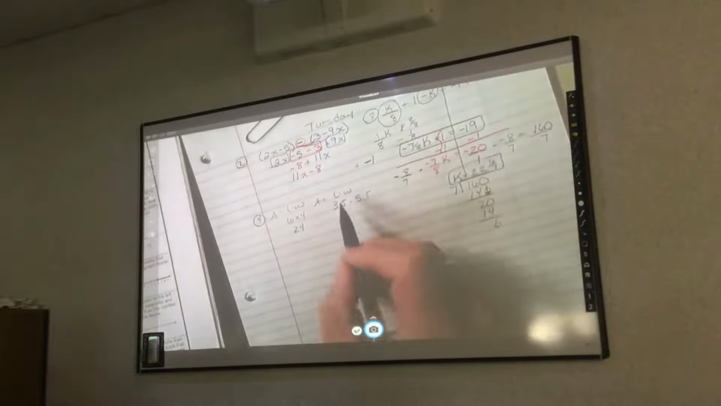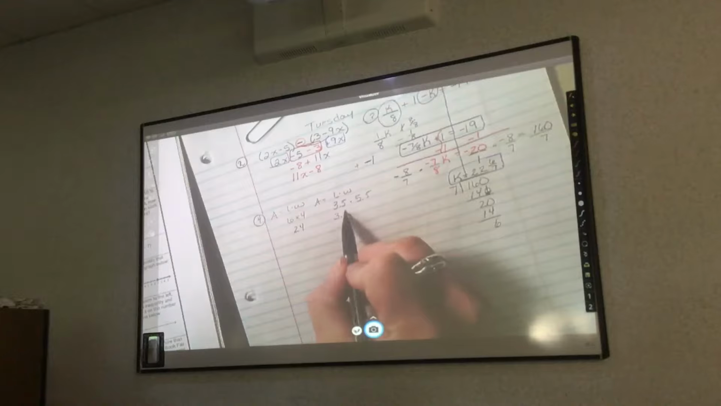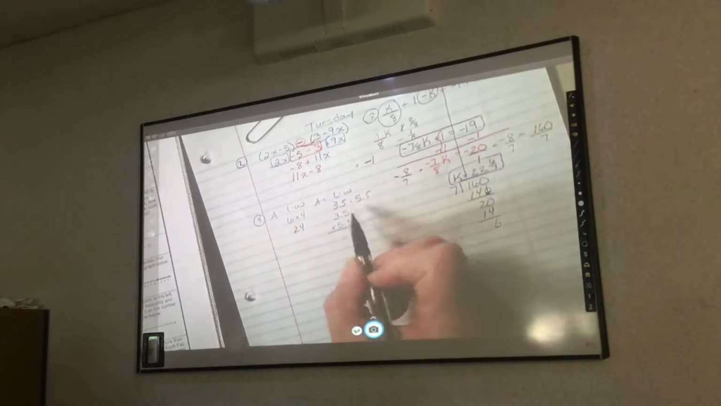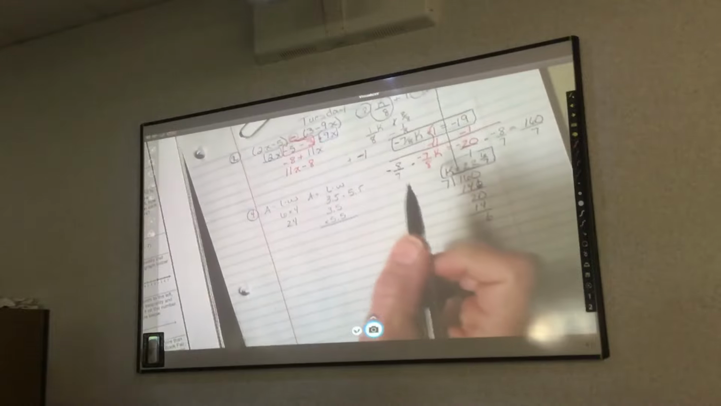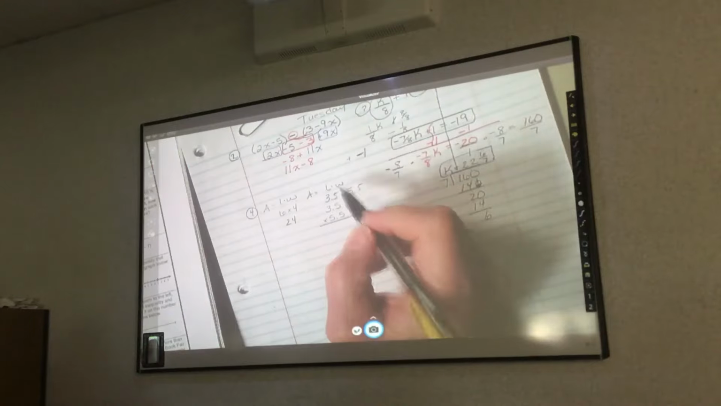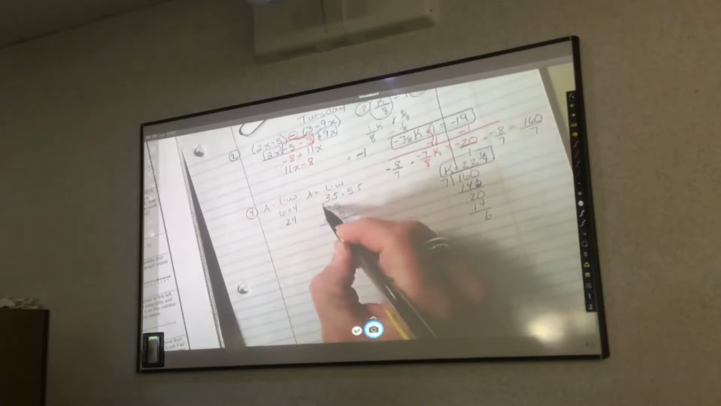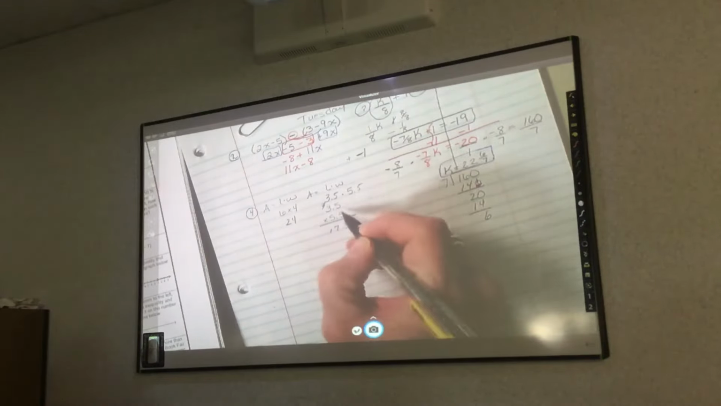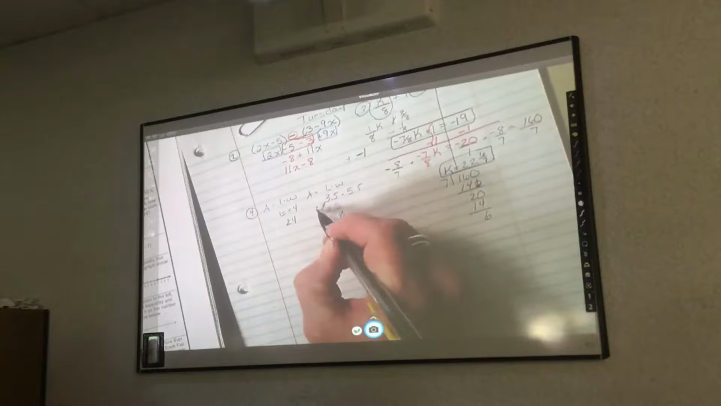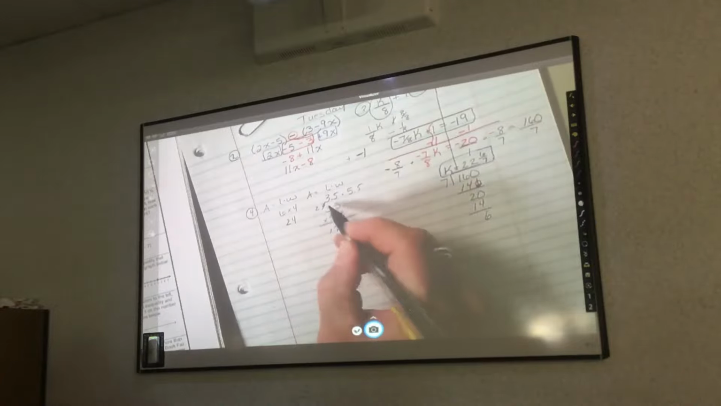I better write that up and down. 3.5 times 5.5. Doesn't matter which one I have on top. Do I need to line up my decimals? No. You multiply and then you count your decimals. 5 times 5 is 25, 15, 16, 17. Cross off what I've used, add a 0.